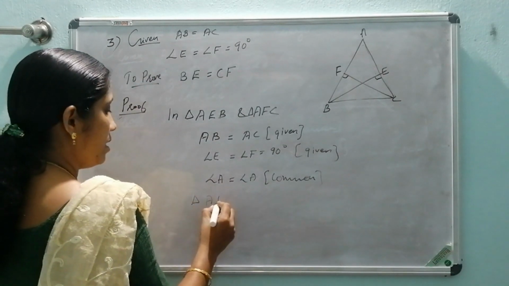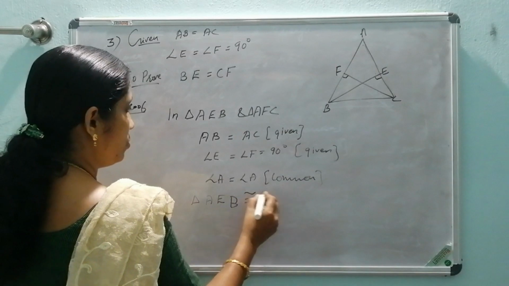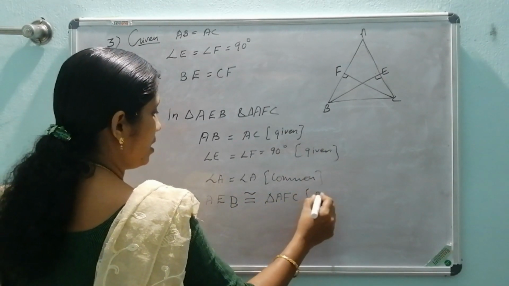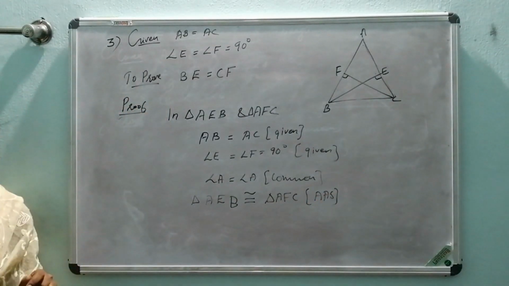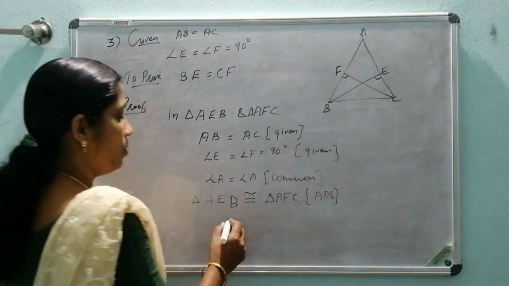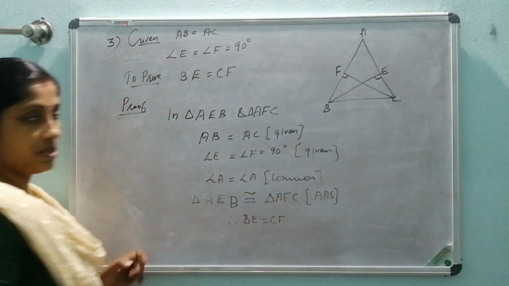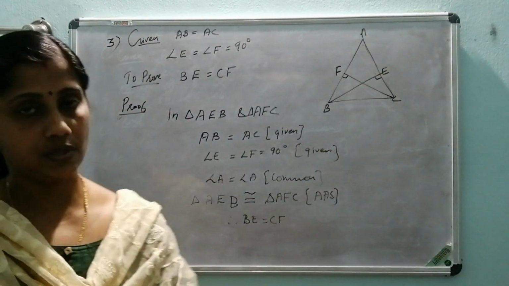So we can say triangle AEB is congruent to triangle AFC by AAS congruence. Since the triangles are congruent, what can we say? Therefore, angle B is equal to angle C. Thus we prove the theorem: angle B is equal to angle C.